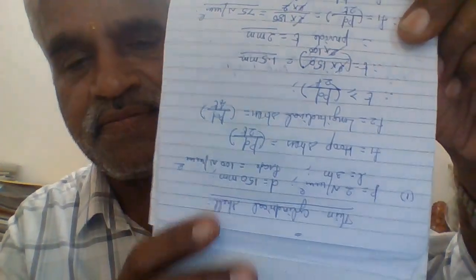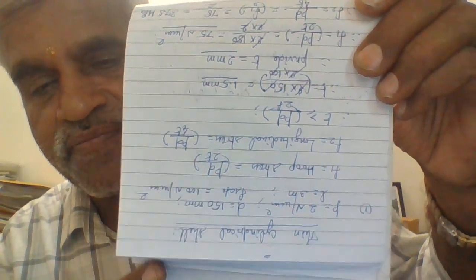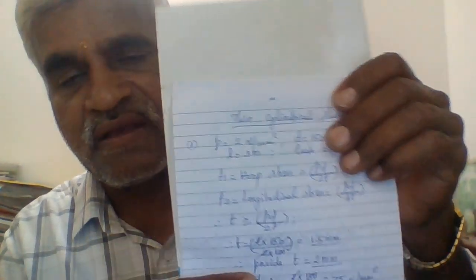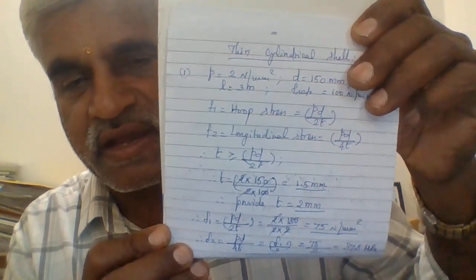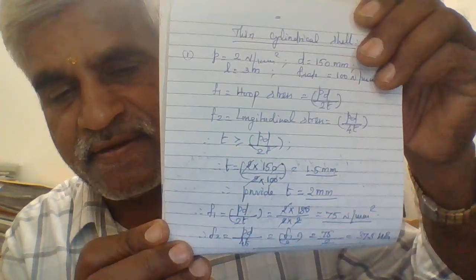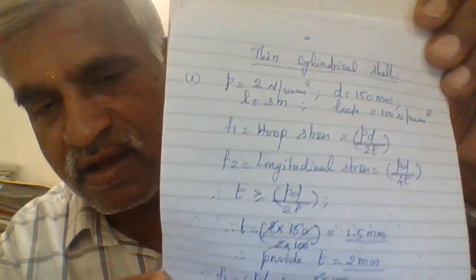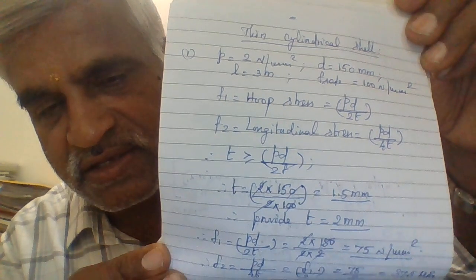So anyway, the problem has been worked out, and you can see that in the previous one, if you see the mirror image, you will get the correct value. Here also you can see the thin cylindrical shell, what I have given the explanation for this, you can see.